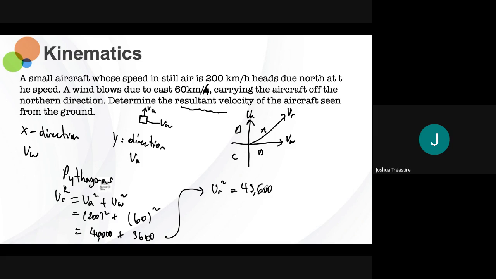All right, and VR would be the square root. Yeah, that's it. So VR would be the square root of 43,600, which would be 208.8.